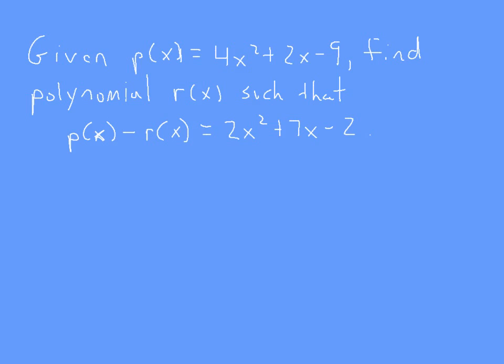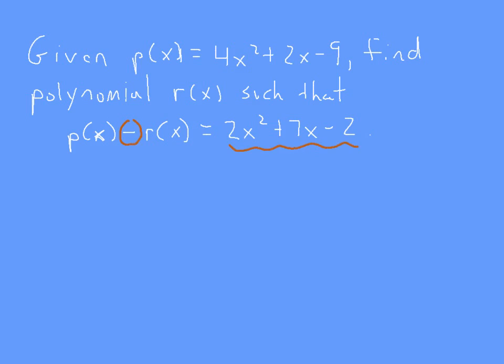Let's try one more time. Given p of x equals 4x squared plus 2x minus 9, find polynomial r of x such that p of x minus r of x equals 2x squared plus 7x minus 2. So in this case, what I need to do is think about this a little differently than the last one. Because we are doing a subtraction, we know that this answer needs to be smaller than r of x.